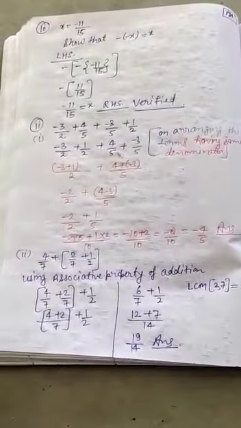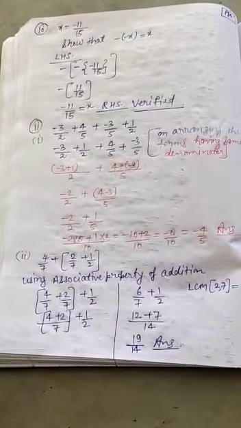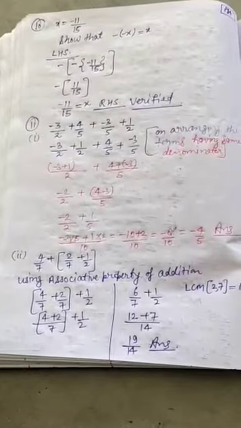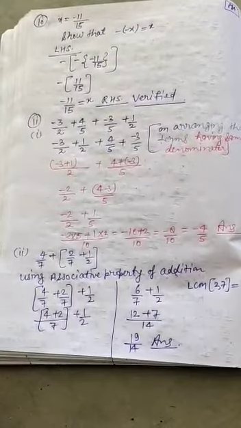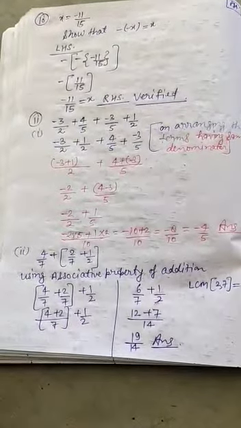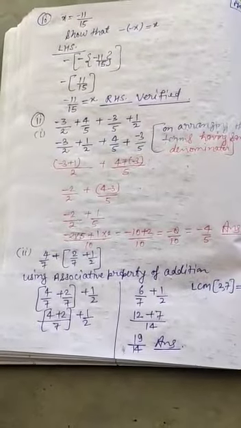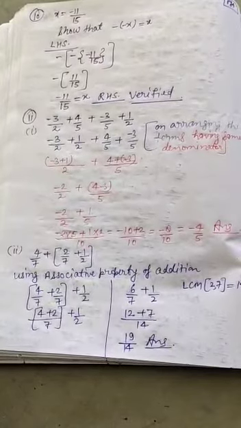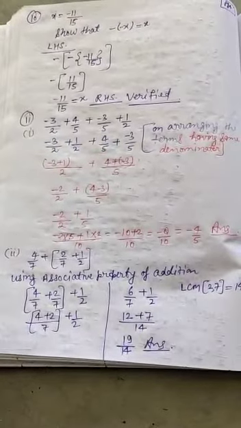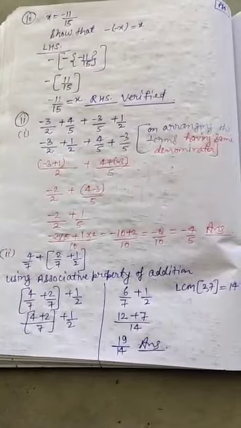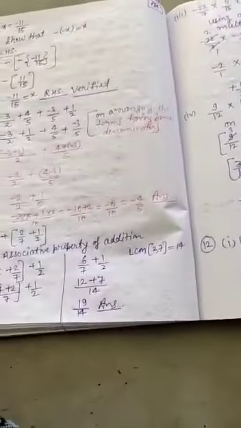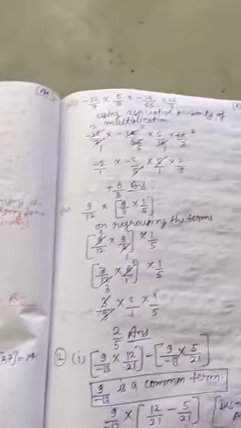In the second question, you can see 4 upon 7 plus 2 upon 7 plus 1 upon 2. So you can say on regrouping we are getting 4 upon 7 plus 2 upon 7 because they have the same denominator. On finally solving, we are getting 6 upon 7 plus 1 upon 2. Now denominators are different, that's why we will take the LCM of 7 and 2, that is 14. And finally, we are getting the answer 19 upon 14.